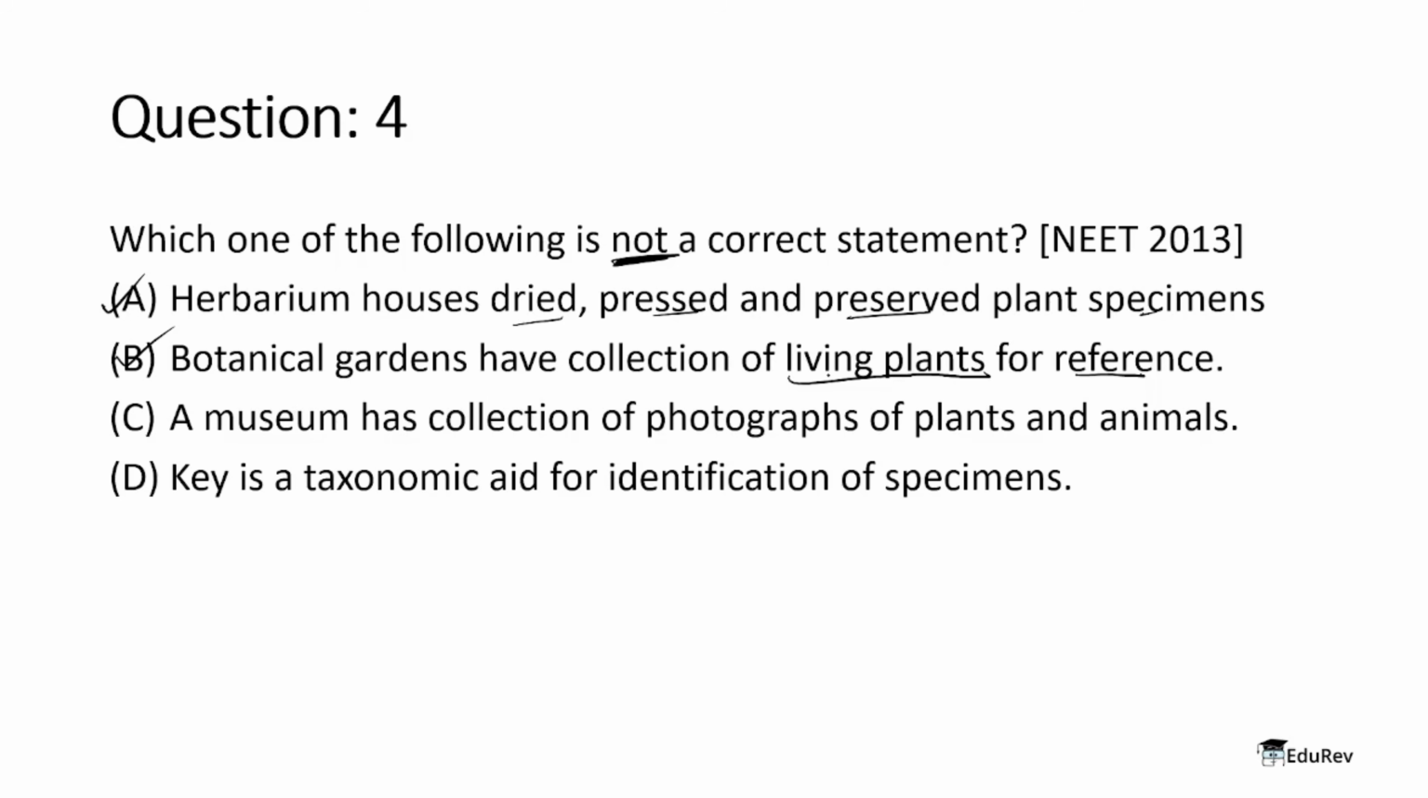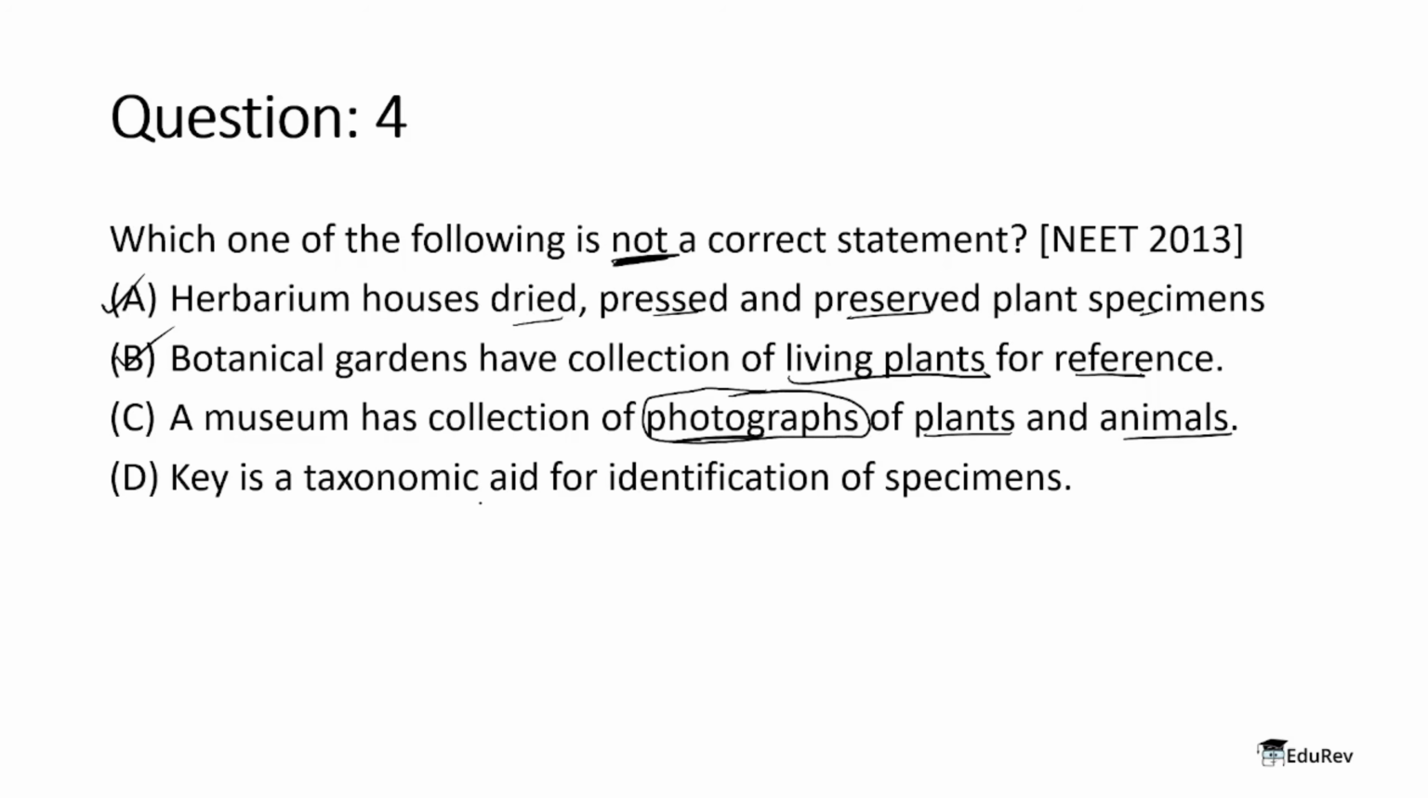C. A museum has collection of photographs of plants and animals. So photographs is the key word here. Let's come back to it. The last is key is a taxonomic aid for identification of specimens. As we just read about taxonomical keys, yes, that's true.